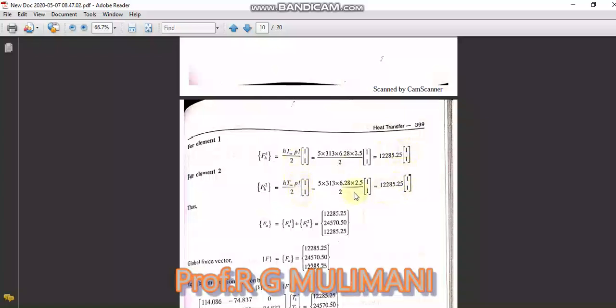Now you find the global force vector by adding the corresponding nodes. So adding the force vectors at nodes 1 and 2, you have these values.